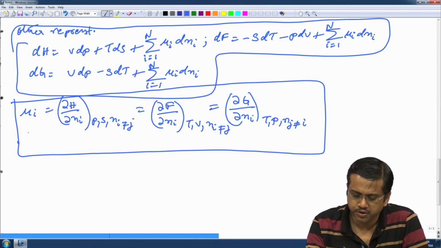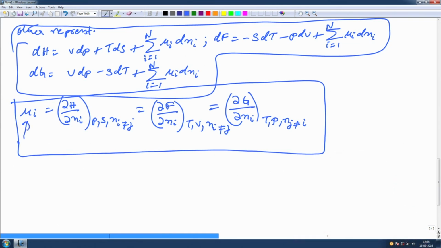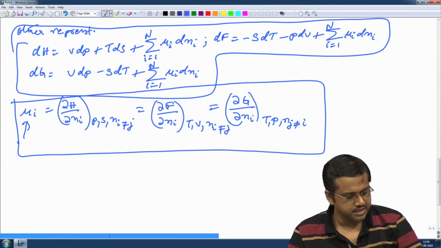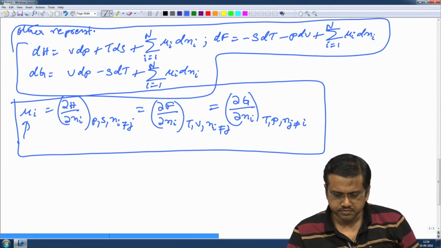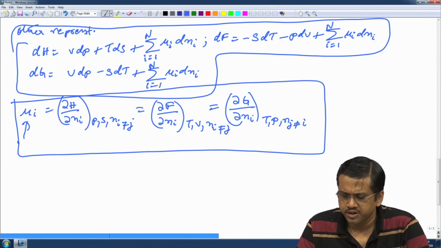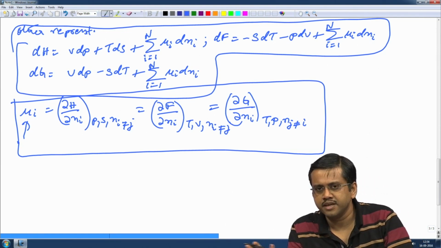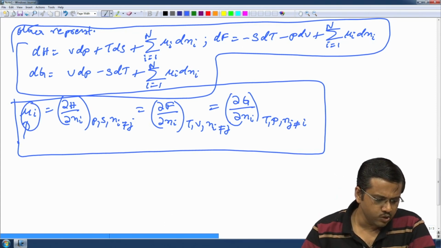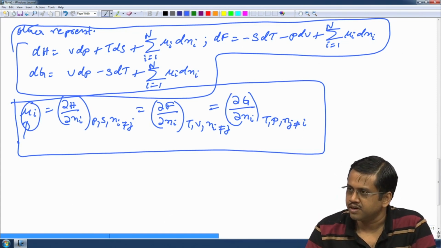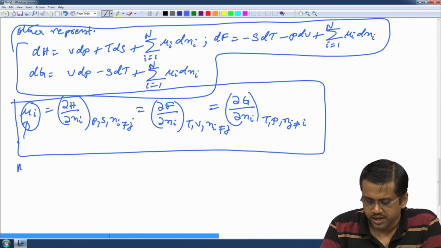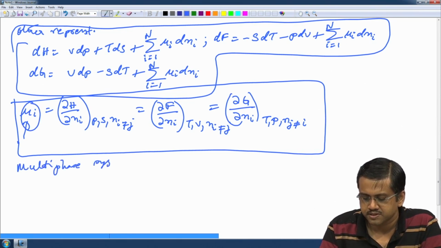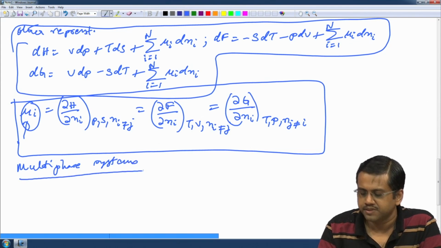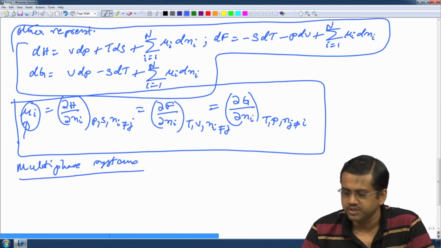So, the chemical potential is a term that can be represented in these varieties of ways. We have seen that in a multi-component system, essentially the thing is still the same, except that we have this additional term which enters into the picture. Now, let us look at a multi-phase system, and what the similarity is between that and a multi-component system.